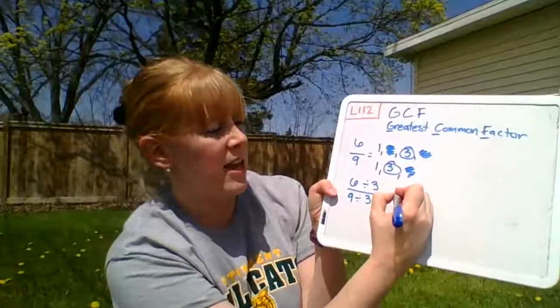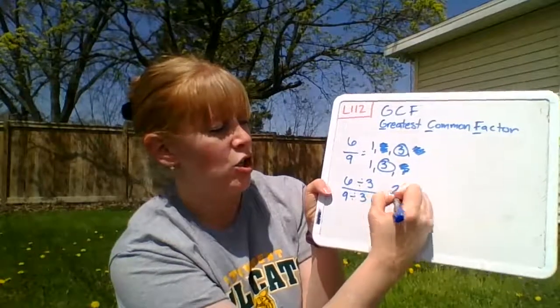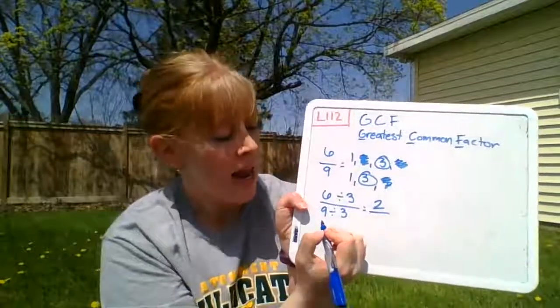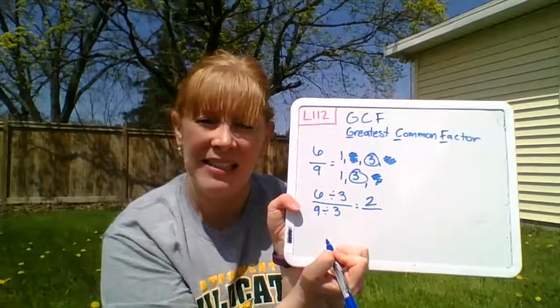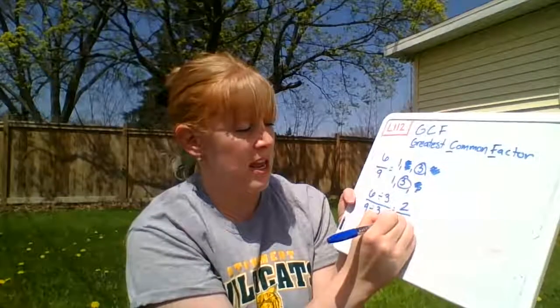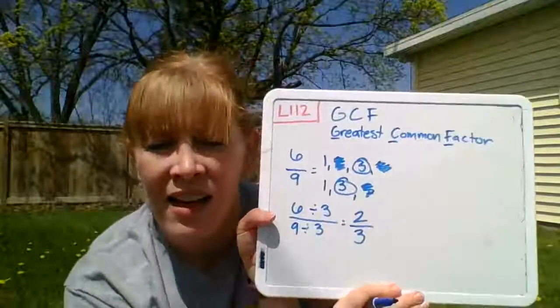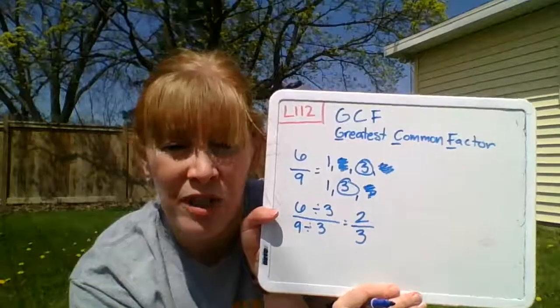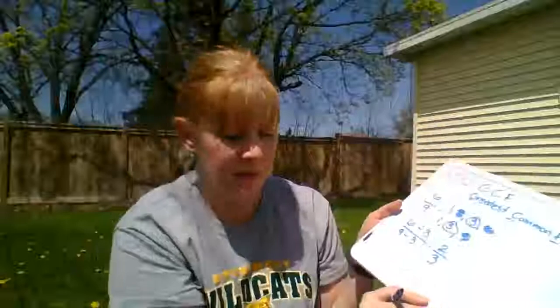6 divided by 3 is 2. 9 divided by 3 is 3. So this one also reduces to 2/3. I'm going to try one more because I want to show you something interesting. We're going to try 4/12.